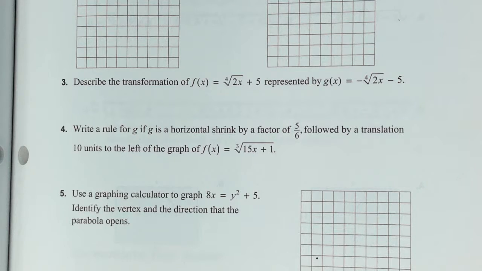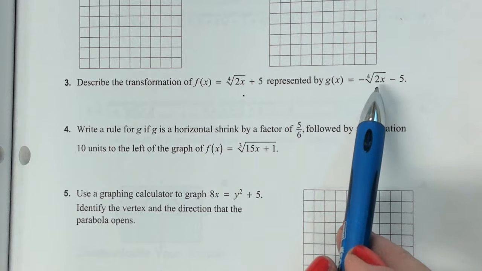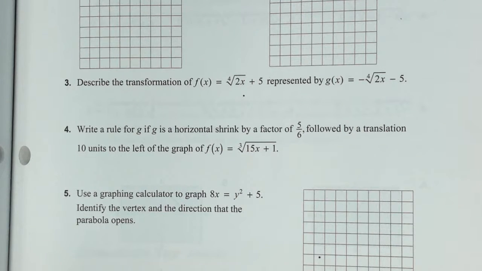Okay, so we already did numbers 1 and 2 yesterday, the graphing and the domain and range and everything. So now we're going to look at number 3. It says to describe the transformation if we have this graph that goes into this graph. So what do you think happened there?